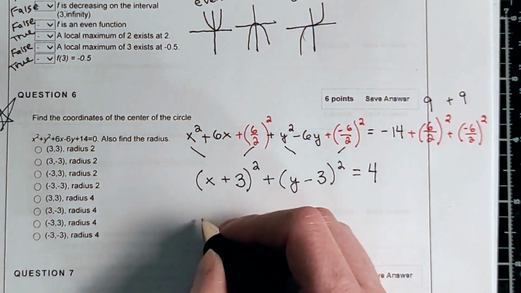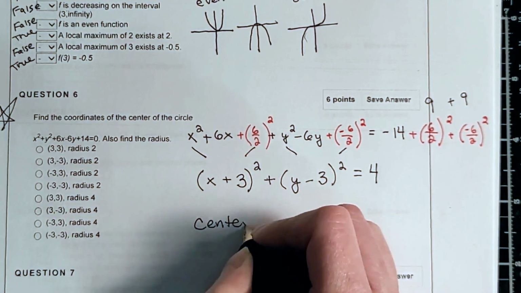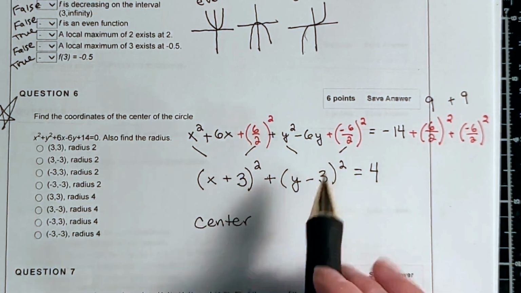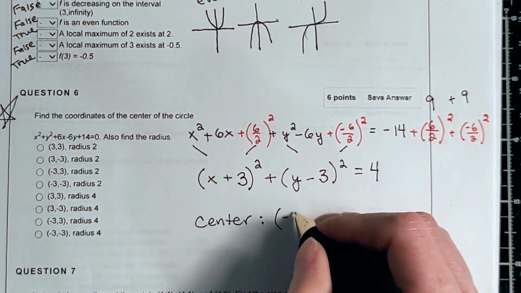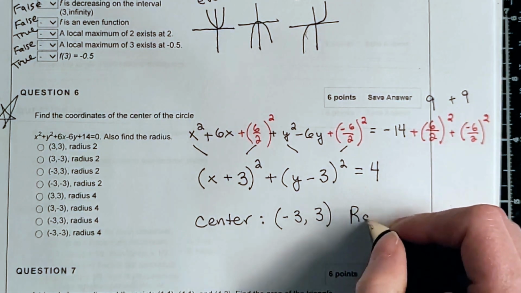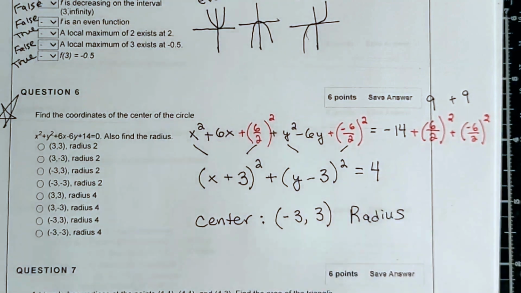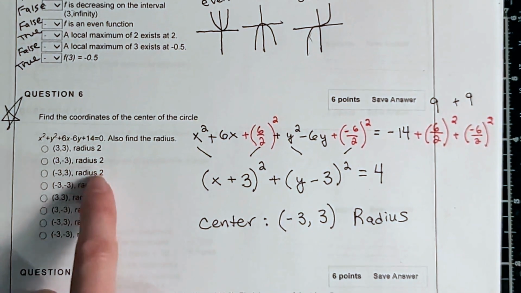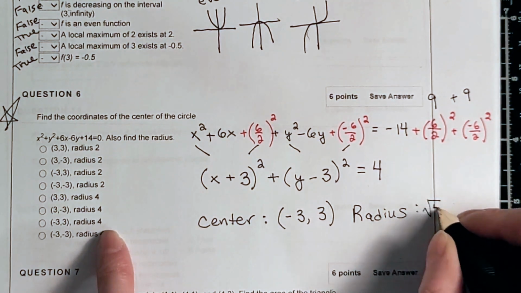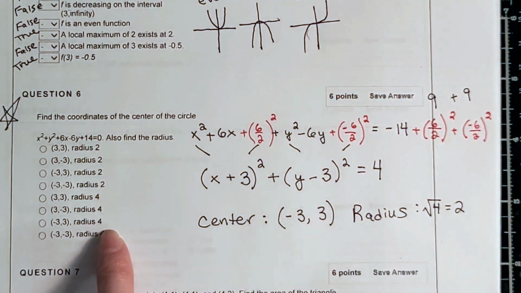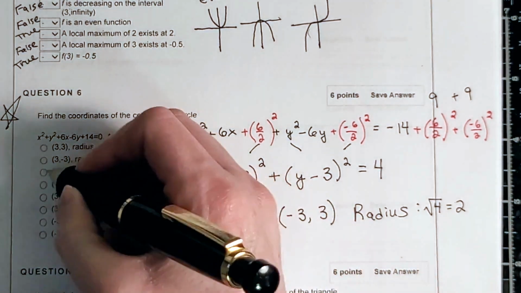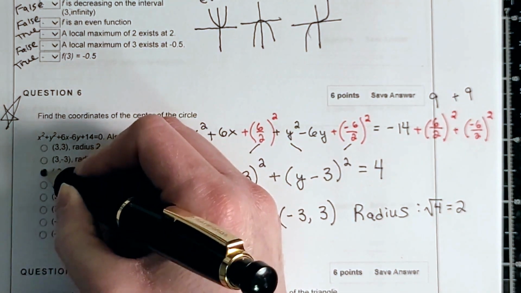Alright, so for the center, remember you have to switch the signs. So we're switching signs on both of these guys. So it'll be negative 3, comma, positive 3. And the radius, I can guarantee you, I can just tell by looking at the answers over here, they're going to put 4 down, and it's wrong. You have to square root it. So it's the square root of 4, which is 2. Okay, so our answer is, I guess, the third one down, right here.